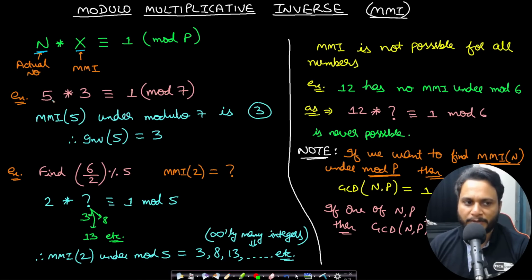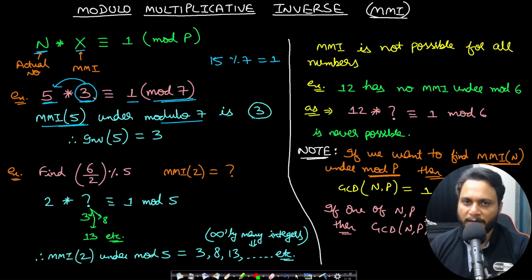If you take an example, let's assume the actual number is 5, and you take 5 times 3 mod 7. What is 5 times 3? 15 mod 7 is equal to 1, remainder is 1. So if 5 times 3 mod 7 is congruent to 1, then you can say that 3 is the MMI of 5. So if you want to find the MMI of 5 under modulo 7, then the answer is 3 in this case.